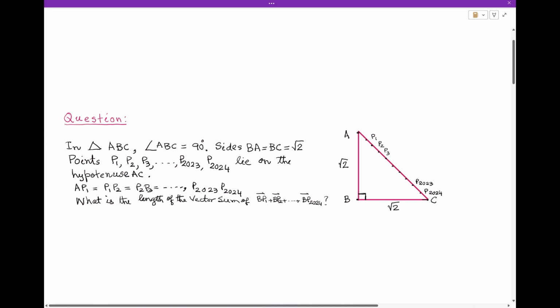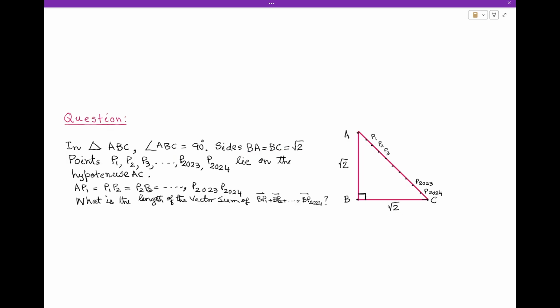Question. In triangle ABC, angle ABC is 90 degrees, that is this angle. Sides BA and BC are √2 each.